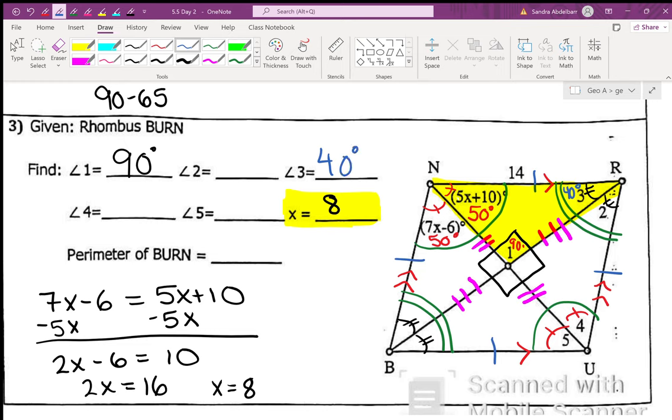Okay, let's keep going. Well, if angle 3 is 40 degrees, which other angle has to be 40 degrees? Omar, if angle 3 is 40 degrees, which other angle is 40? 2, because they're marked congruent.